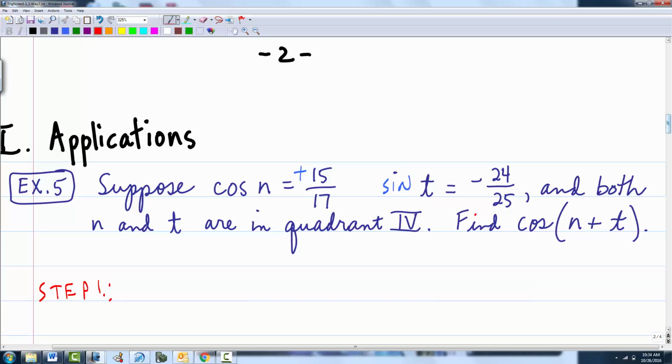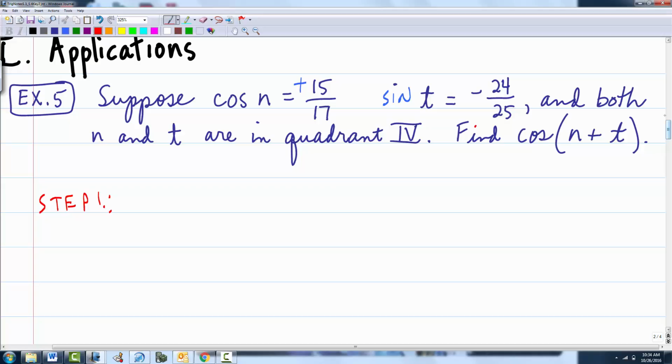Okay, first things first. What's n? Is it an angle or is it a ratio of sides? It's an angle. You always get these questions right. So what's that make 15 over 17? Ratio of sides. You cosine an angle to get a ratio. And then what does that make t, of course, everybody? An angle. And then negative 24 over 25 is what? Ratio of sides. Okay, so just understand that.